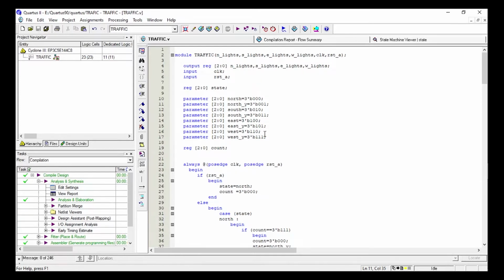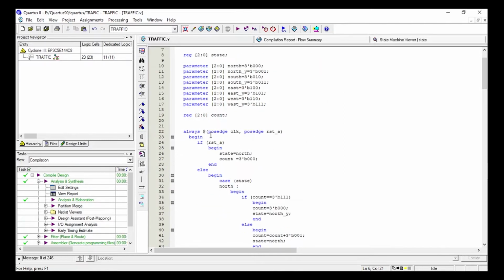We have 8 parameters to define the states: north y, south y, east y, west y. For north, we have north state. For south we have south state, and for east we have east state, and for west we have west state. And we have 4 output signals: north light, south light, east light, and west light.